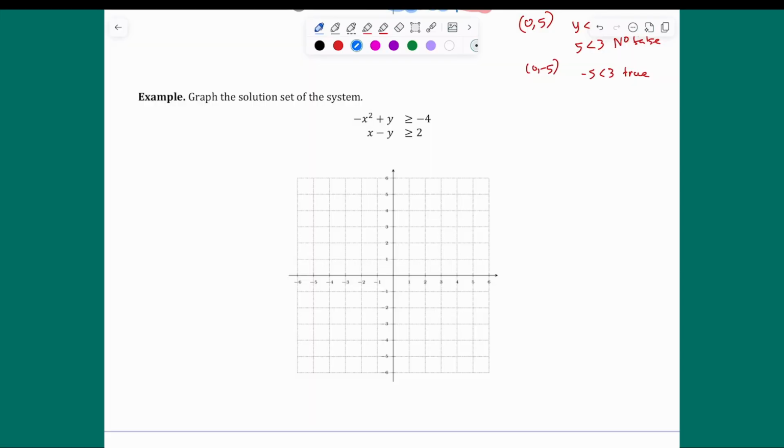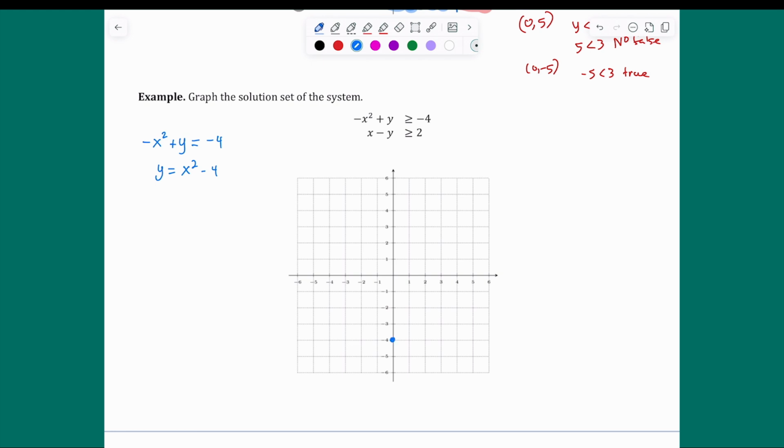Okay, so in this example, we're going to graph the solution set of the system: negative x squared plus y greater than or equal to negative 4. So we'll do the first inequality, negative x squared plus y, where we replace the greater than or equal sign with an equal sign. So this happens to be a parabola. So we have y equals x squared minus 4, which gives us a parabola with vertex at 0, negative 4.